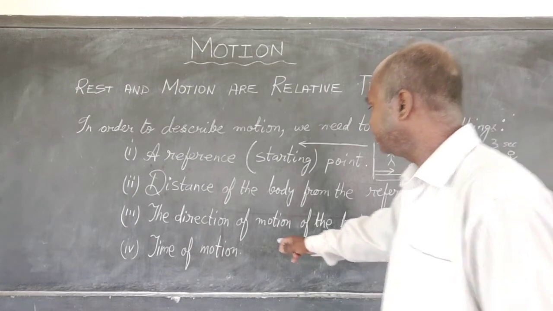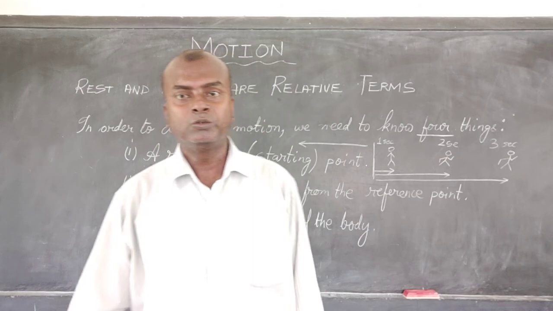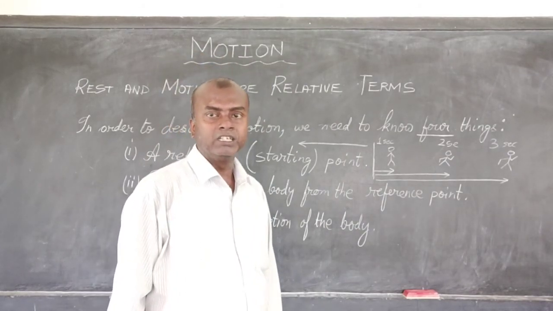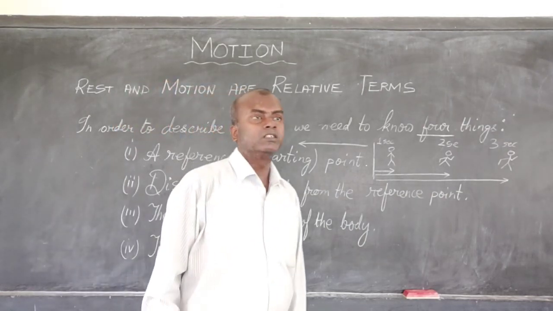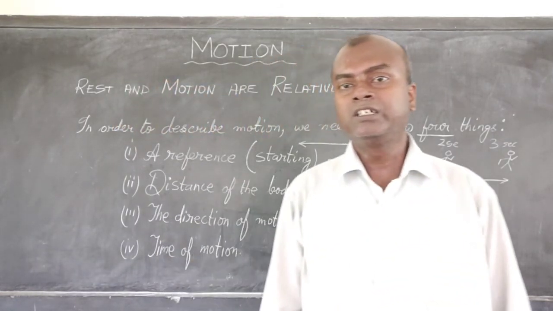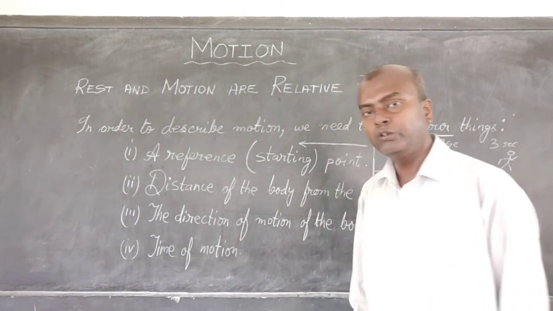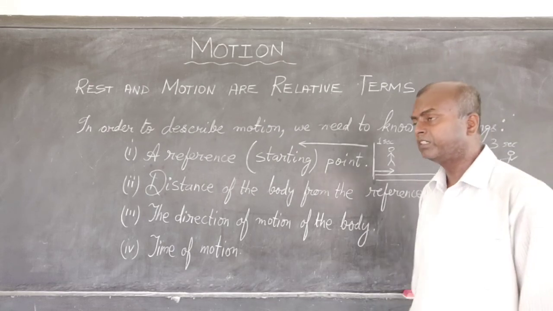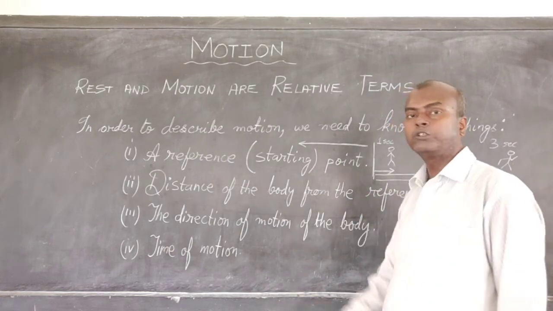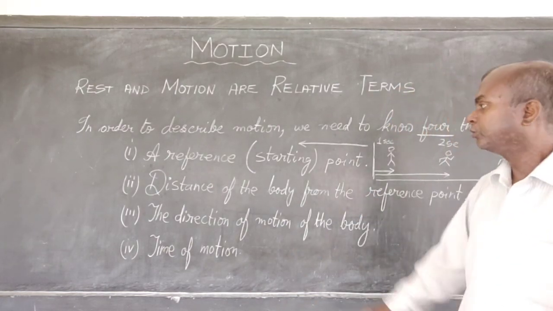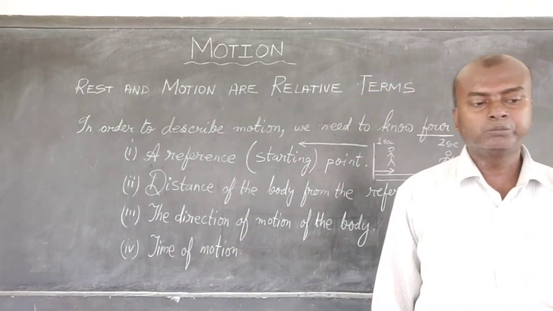And the last one is time of motion. In a running race, who comes first? Who comes first? The one who runs taking the smallest amount of time, isn't it? So, the motion is fast if the time taken is less. The motion is slow if the time taken to cover the distance is more. Okay, so in motion, time also plays a very significant part. So these are the 4 points that you need to know while describing a motion.